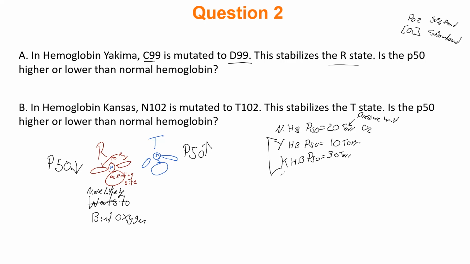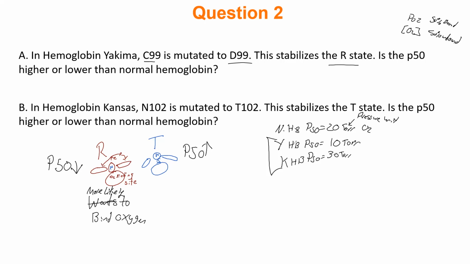However, both of these mutations make it harder to deliver oxygen to the body. For Yakima, when your hemoglobin goes to your tissues, it won't want to release that oxygen because it's not going in the T state. For Kansas, it's hard for that oxygen to be absorbed in the lungs in the first place because you're always in the T state. So you're delivering less of it to your tissues.